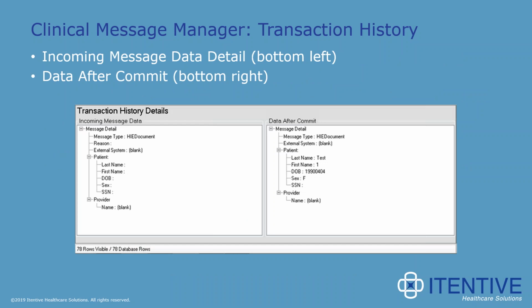The transaction history detail will display when one of the messages in the search results is actually selected. The user can see the incoming message data detail on the left and the data after commit on the right. So this example shows that the user made a patient match and then decided to commit that to the patient's chart.